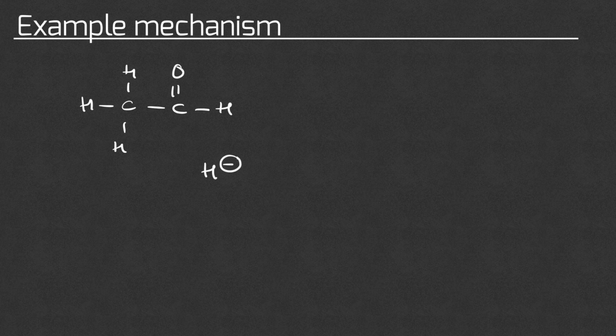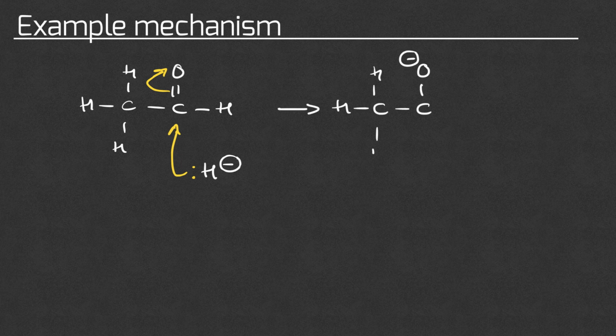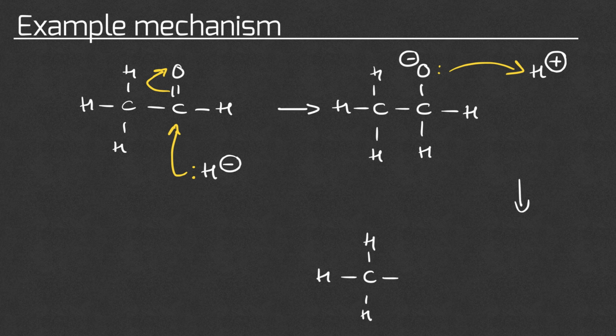An example mechanism would show the aldehyde or ketone and a H- ion. The lone pair on the H- ion will attack the carbon. The carbon-oxygen double bond will be broken, so the curly arrow will go from the middle of that double bond up to the oxygen. The intermediate structure will have an oxygen with a negative charge and a single bond to the carbon. The hydrogen ion will come from the water. The lone pair on the oxygen will attack the hydrogen ion, giving us the desired alcohol product.